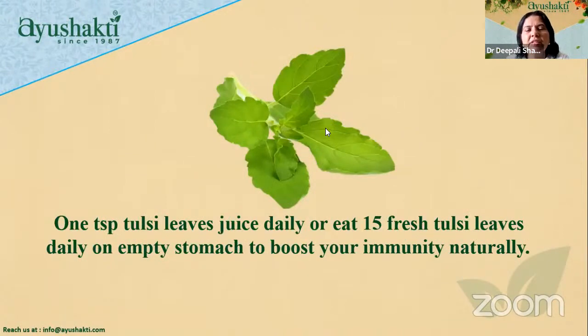Take 1 teaspoon tulsi leaf juice daily, or eat 15 fresh tulsi, meaning basil leaves, daily on an empty stomach to boost your immunity naturally. Everyone can take it. It is easily available in the market, and plants are available. So you can take it every morning.